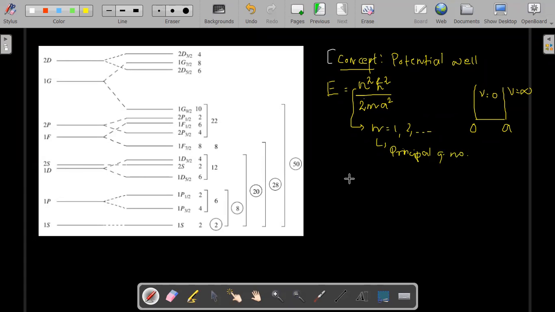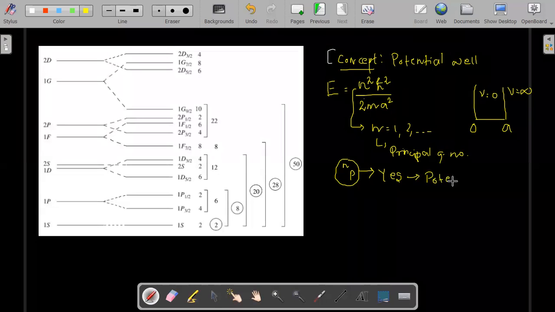The question is, if we have a nucleus with a neutron and a proton trapped inside it, can we use a similar concept? The answer is yes. There will again be a potential well for these as well. That means the protons and the neutrons can also be compared with an electron trapped, so they are trapped inside the nuclei. So they can also be represented in terms of the potential.